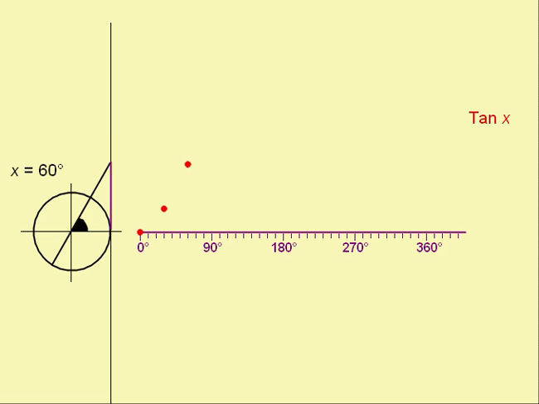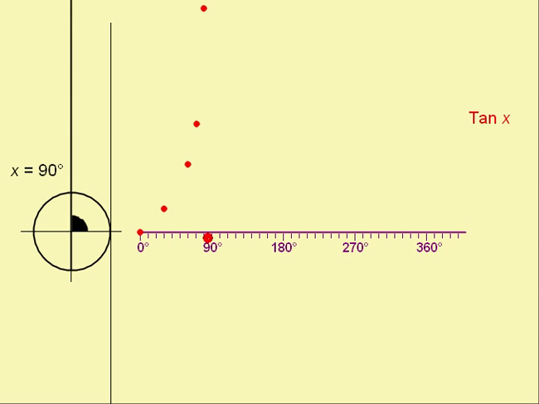And I keep going to 70 degrees, 80 degrees, and at 90, you'll see that our line is vertical, so nothing is being projected onto the tangent. The height is therefore infinite. So what's actually happening is that as we get closer and closer to 90, the value of tan x is increasing more and more and more rapidly. And actually, when we get to 90, the value of tan x is infinity.